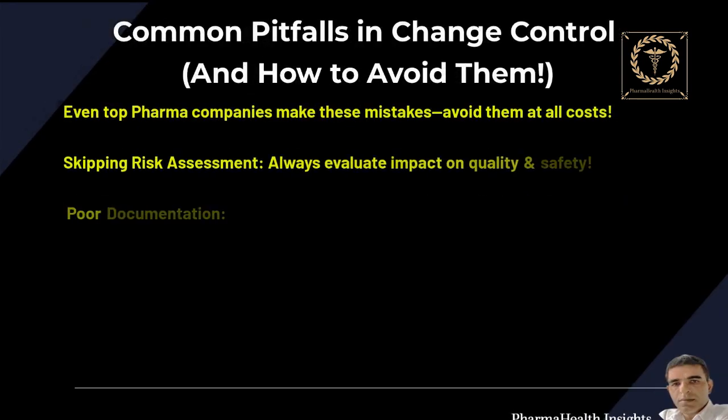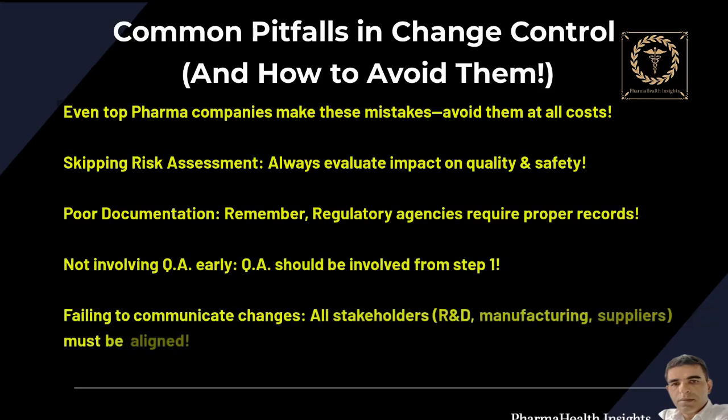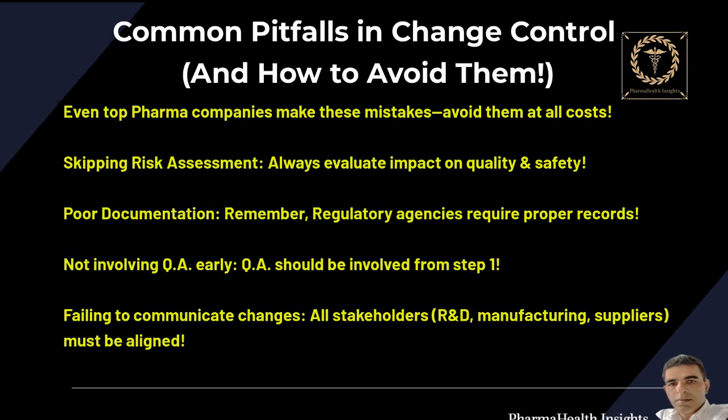Even top pharma companies make these mistakes. Avoid them at all costs. Skipping risk assessment. Always evaluate impact on quality and safety. Poor documentation. Remember, regulatory agencies require proper records. Not involving QA early. QA should be involved from step 1. Failing to communicate changes. All stakeholders, R&D, manufacturing, suppliers, must be aligned.